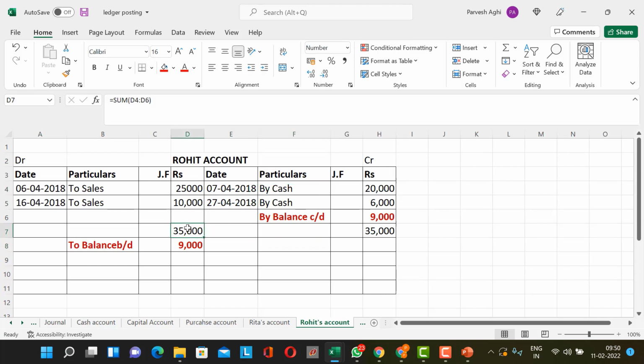Rohit, we sold 35,000 worth of goods and he has paid 20,000 and 6,000. So the 9,000 is the money which is still to be collected from him. So we'll total these two and calculate the balance, 9,000. So the 9,000 balance will come here, on the debit side. This will be on 1st of May, we can say. This is the money recoverable from Rohit.